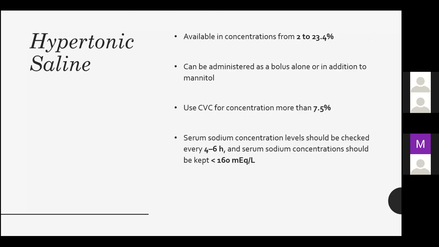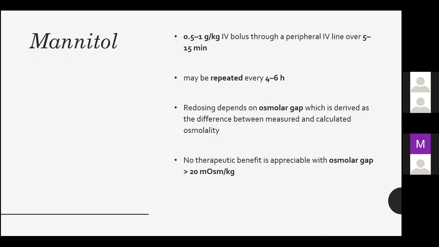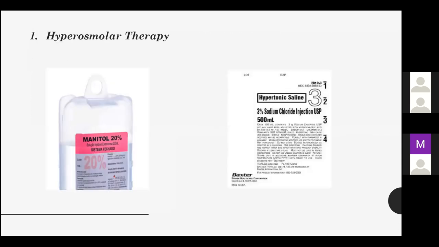So hypertonic saline is available from 2 to 23.4% concentration. In our setup, only 3% is available. We don't have 10% or above. And it can be administered either alone or in combination with mannitol. If you are using concentration above 7.5%, you need a central line. You check sodium level every 4 to 6 hours and try to keep sodium level below 160 milliequivalents. So these are two hyperosmolar therapies.